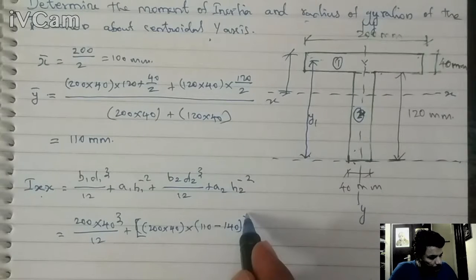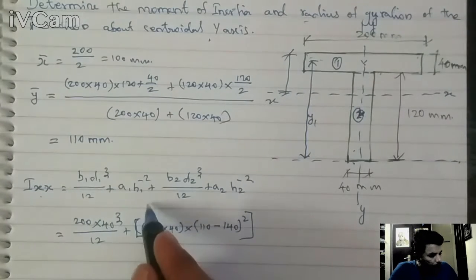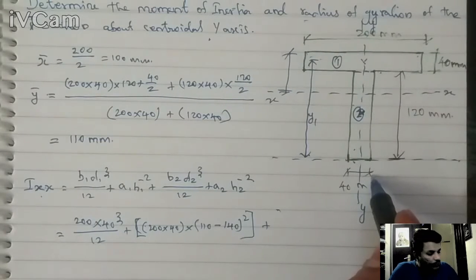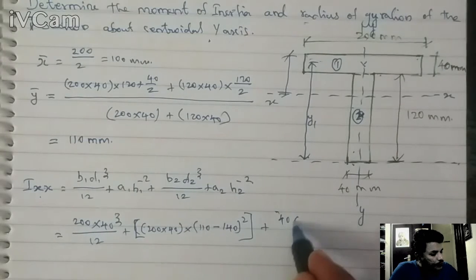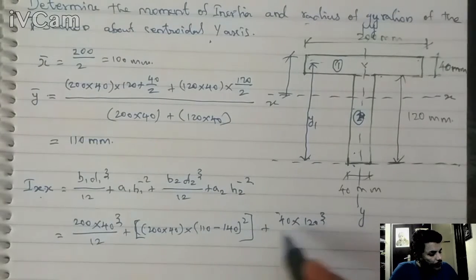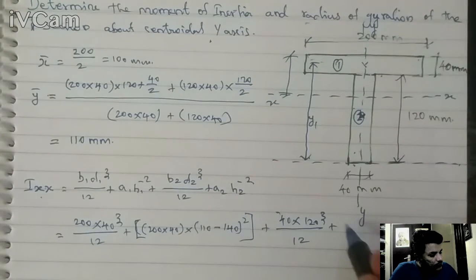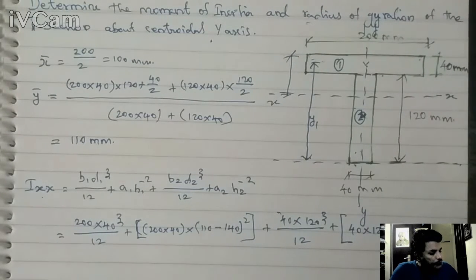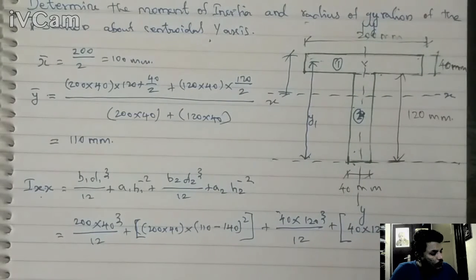square. So this is plus B2, this is B2, 40 mm, 40 by D2 is 120, second section depth, 120 cube divided by 12, plus 40 by 120 is the A2, into H2 bar, which is y bar minus y2, that is 110 minus 60, y2 is 120 by 2, 60 mm, the whole square.